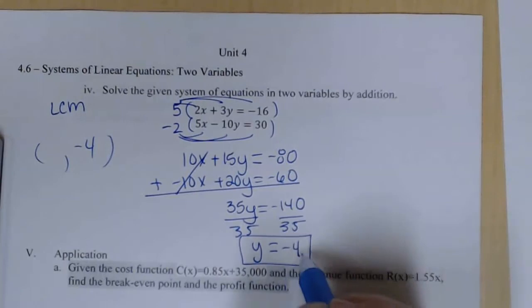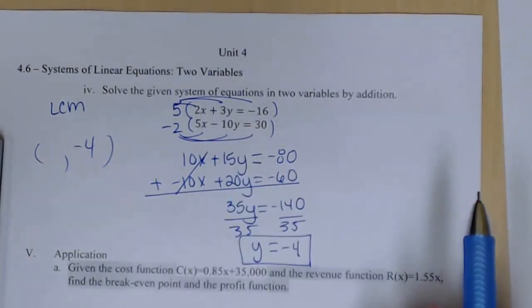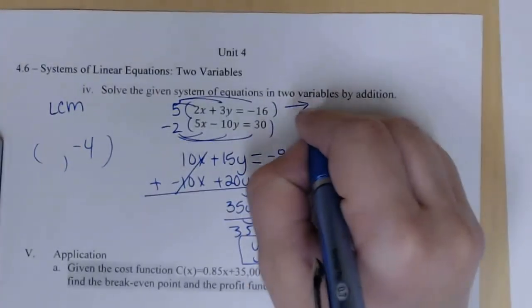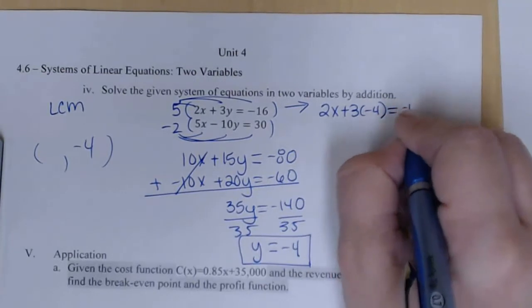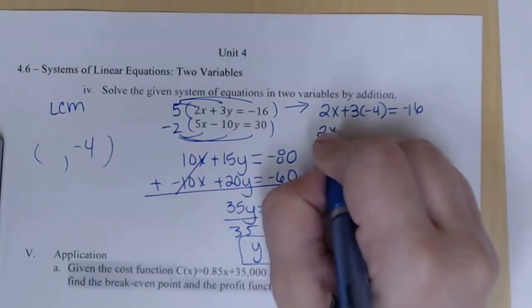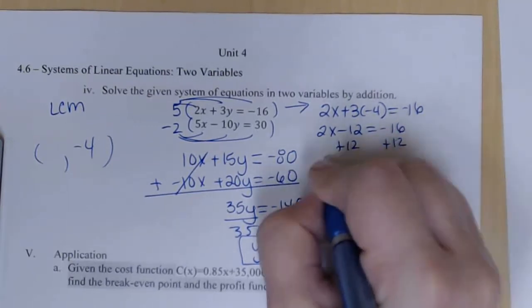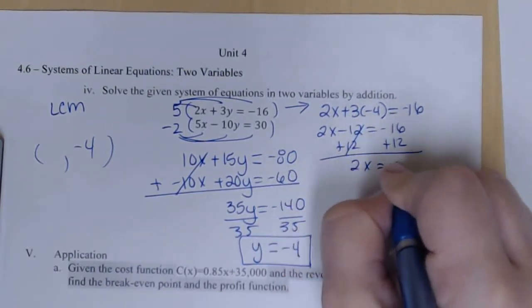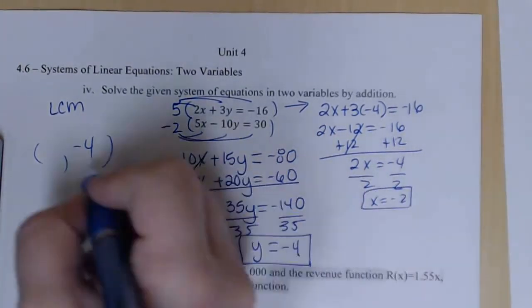Now when I use that negative 4, I'm not going to go back into one of these. I'm going to go back into one of the original equations to find my x. So I'm just going to go back up into this top one. I'll say 2x plus 3 times negative 4 equals negative 16. So 2x minus 12 is negative 16. And then add 12 to both sides, negative 4, and divide. So I get x to be negative 2.